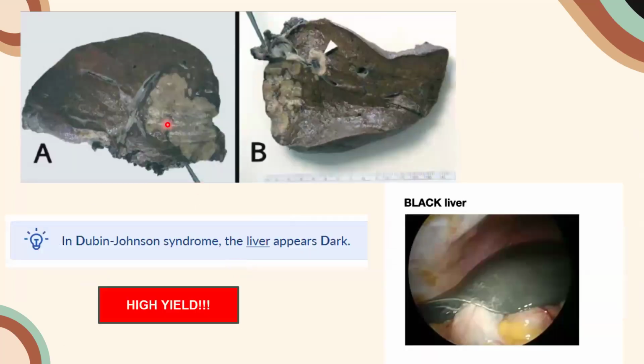So this is what you're going to see if you do a liver biopsy for patients who have Dubin-Johnson syndrome. And this is a really high yield point. Usually you will get this hint during your questions. If they're trying to hint you towards Dubin-Johnson syndrome, they will tell you that liver biopsy showed dark granular pigmentations on the liver. So in Dubin-Johnson syndrome, the liver appears dark.